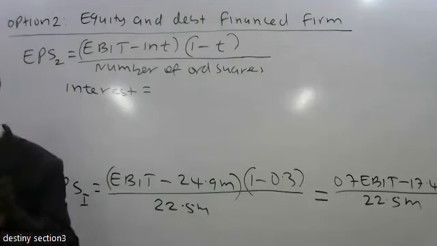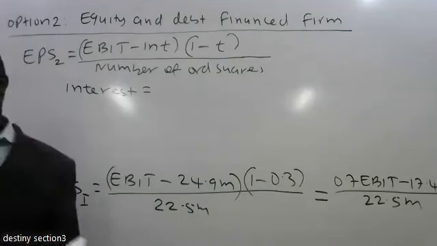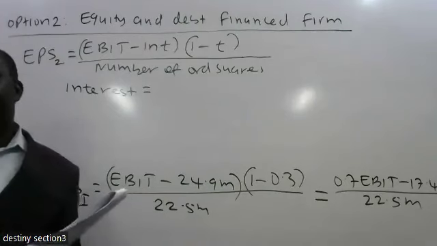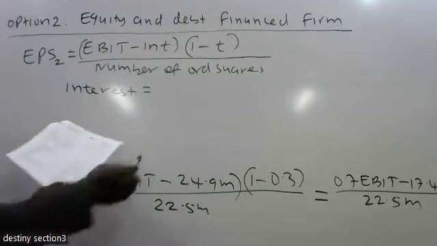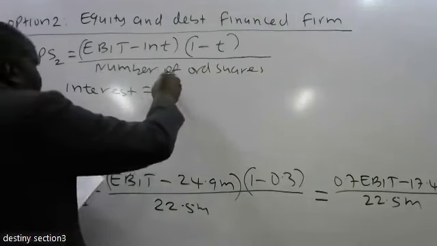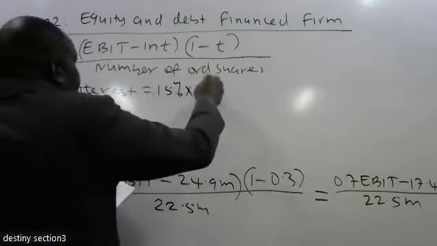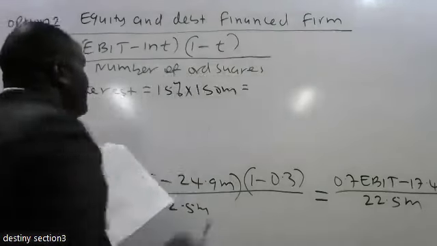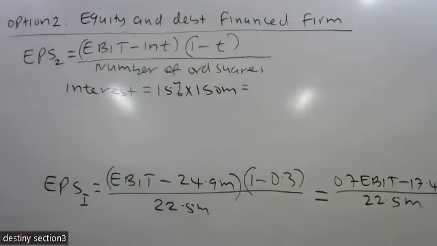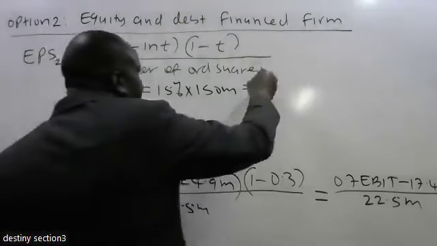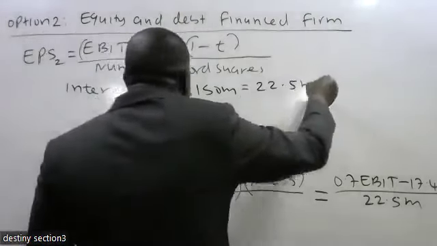So the current interest is the 15% of 150 million. You see the current one? So interest will simply be the 15% of the 150 million, which should be 22.5 million.